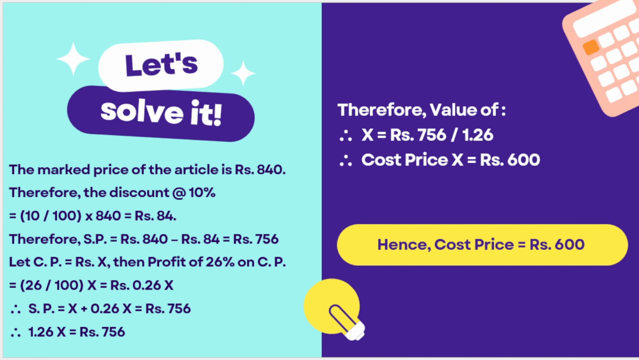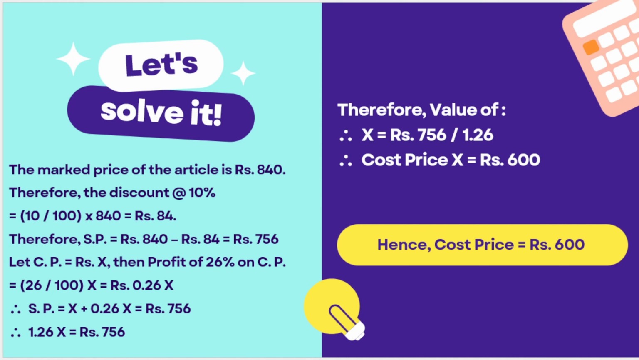Solution to example 13. The marked price of the article is rupees 840. Therefore, discount at the rate of 10% can be calculated as equal to 10 divided by 100 multiplied by the marked price, 840, which comes to rupees 84. Therefore, selling price can be calculated to be equal to marked price of rupees 840, minus discount of rupees 84, which comes to rupees 756.